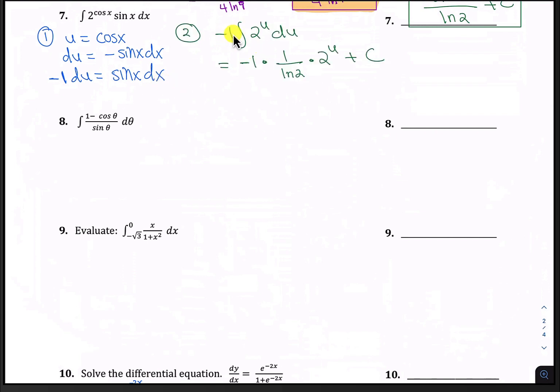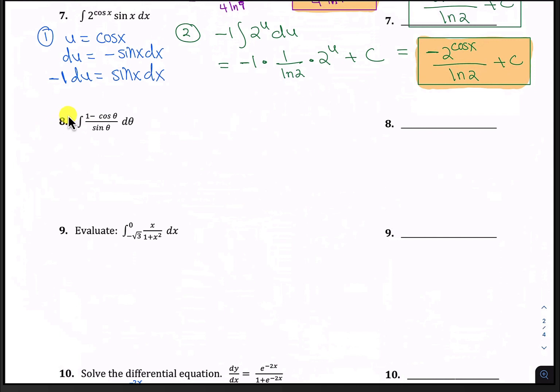Rewriting our integral, we put the negative 1 on the outside, so that's negative 1 times the integral of 2 to the u du. The integral of 2 to the u is 1 over the natural log of 2 times 2 raised to the u. We multiply that by the negative 1, and then we add our constant. Bringing that all together, it's just going to be negative 2 to the cosine of x, that's because we changed the u back to cosine of x, over the natural log of 2 plus our constant.